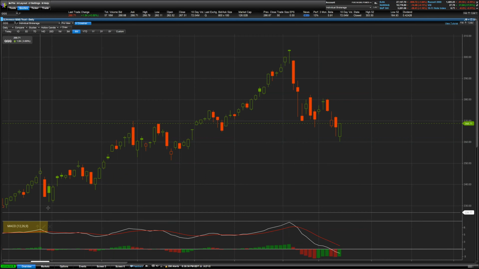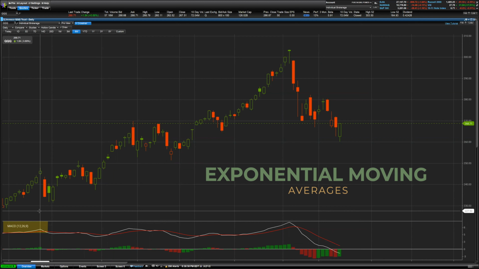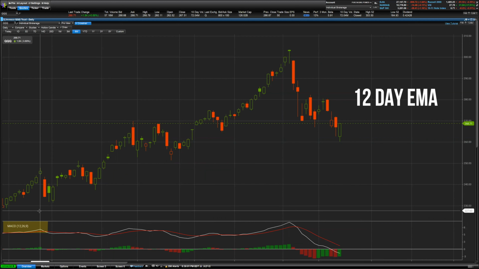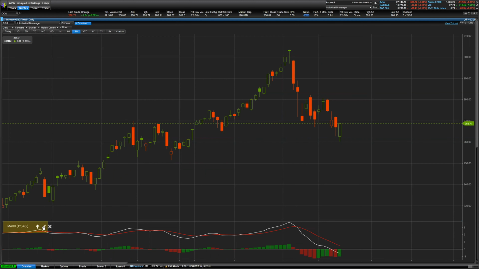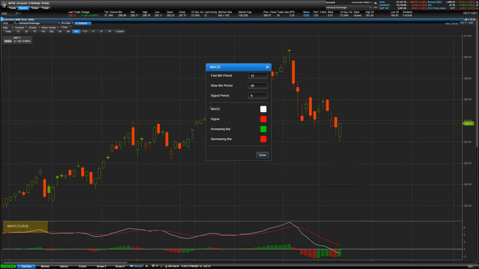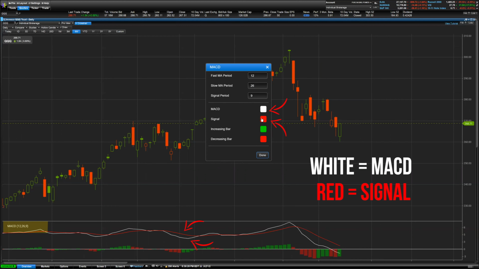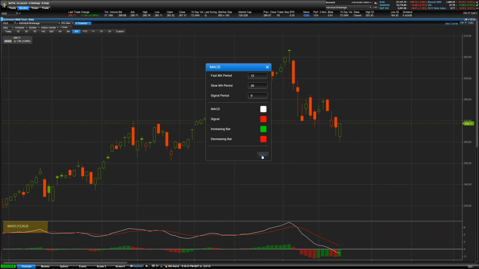So first off, what do these three numbers mean down here? 12, 26, and 9. These are your exponential moving averages, okay? So first off, your 12-day exponential moving average minus your 26-day exponential moving average is going to be your MACD line. And if we come down here and just click edit, you're going to be able to see the MACD line here is going to be our white line down here, and our signal line is the red line. That's really important going forward. I want you to remember that, okay? So the white line is the MACD, and the red line is our signal line, okay?